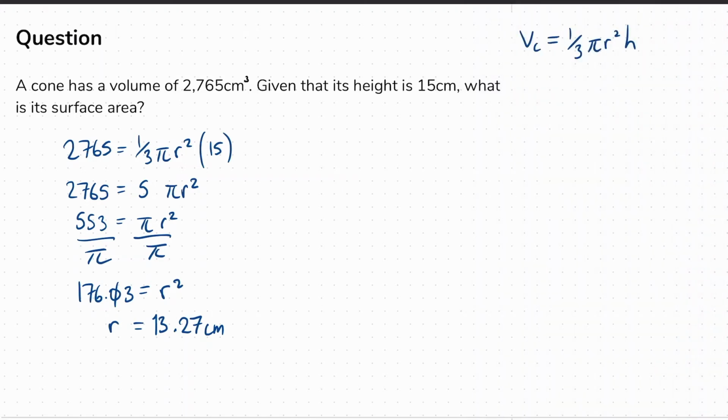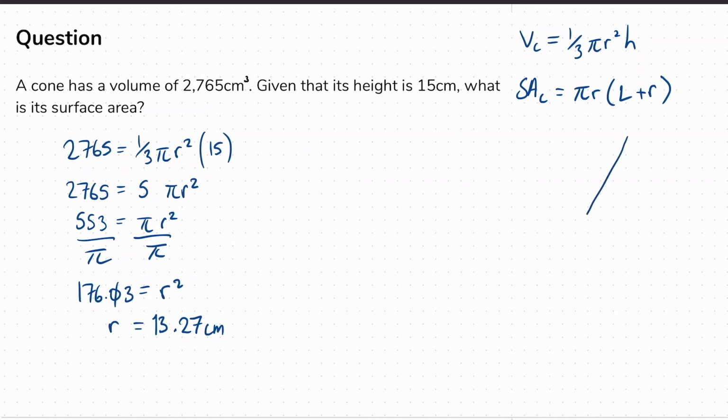All right, so how is that going to be of use to us? Well, we are trying to find the surface area. And the surface area of a cone, well, that's equal to pi r times L plus r. Well, let's make that L a little bit clearer. Pi r times L plus r.